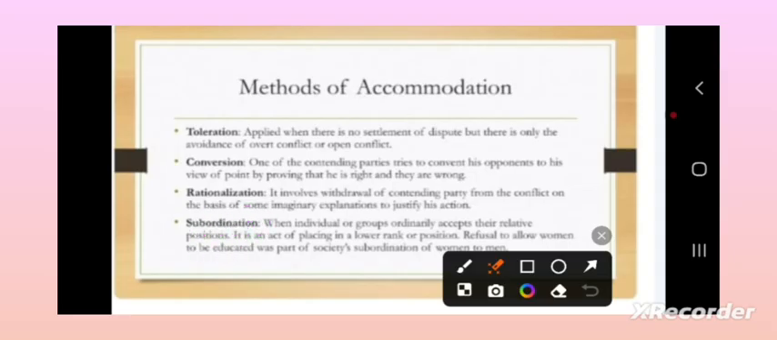Subordination. This is a method based on unequal positions. To be in a low rank is subordination. The refusal to allow women to be educated is an act of society's subordination of women to men, which is a historical example of a dominant group subordinating another.